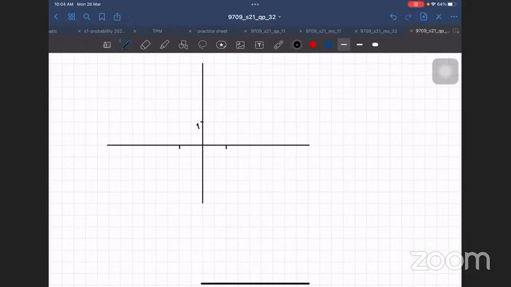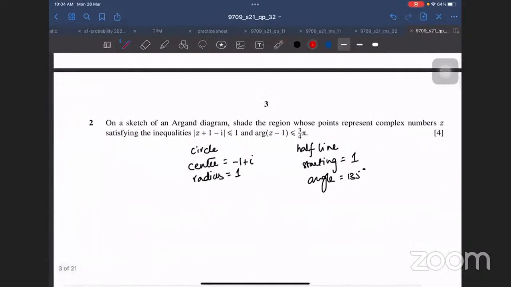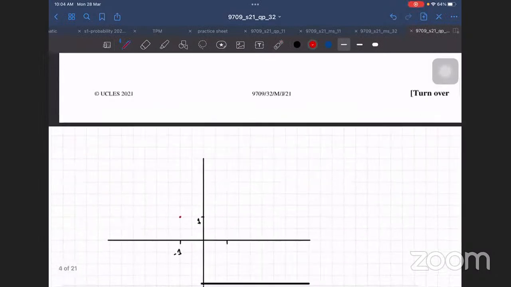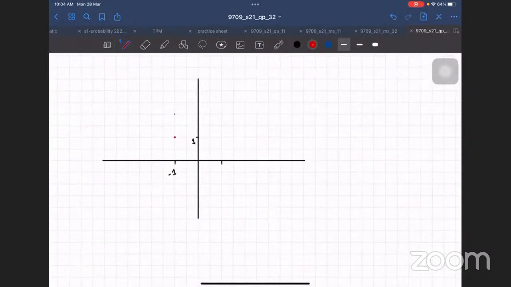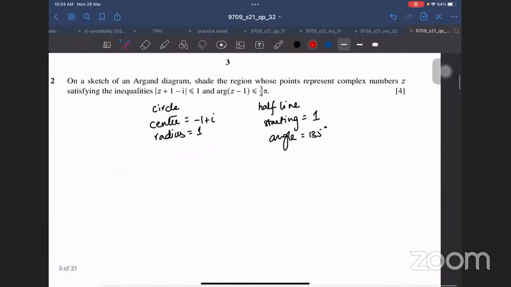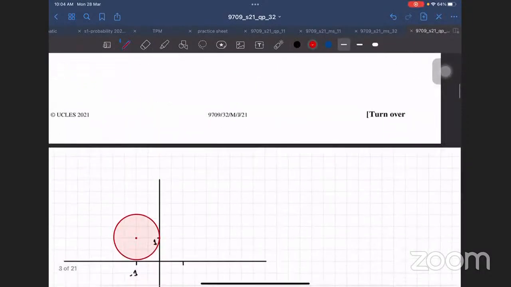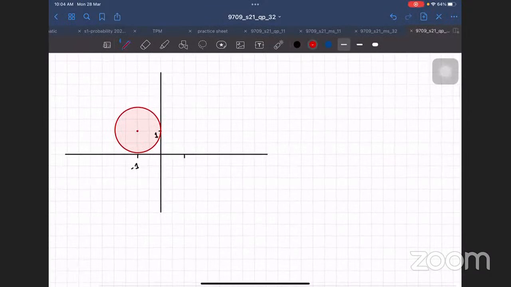Okay, let's label this 1 and this also as minus 1. So my circle has the center here, it also has the radius of 1. So drawing that, it's going to look like that. And a half line starting at 1 and an angle of 135 degrees. Okay, so it's going to look something like that.